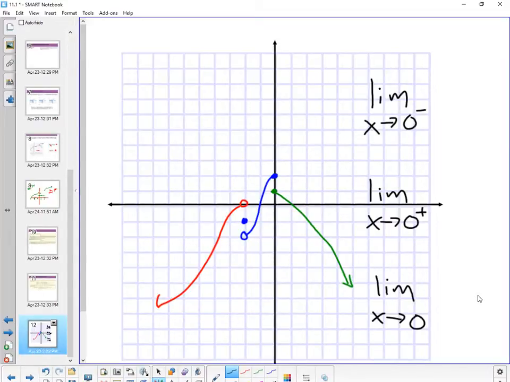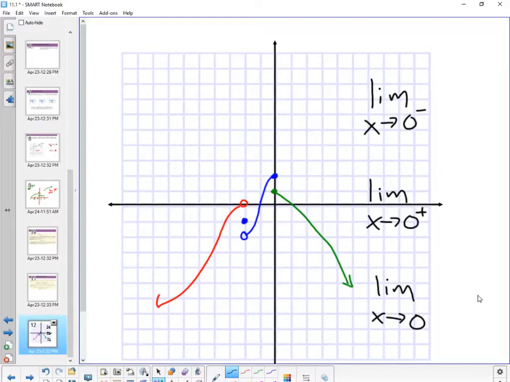For the top one, what is the limit as x approaches 0 from the left side? 2. The answer is 2. Check your work, check your notes. What is the limit of the function as x approaches 0 from the right side? 1. Last question. What is the limit as x approaches 0? It doesn't exist. It does not exist. That's because they don't approach the same number.